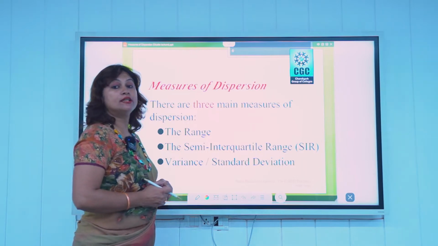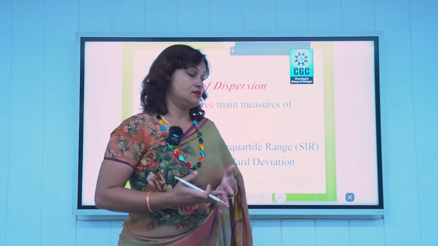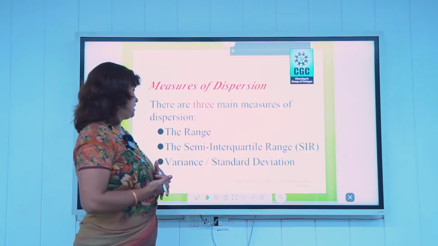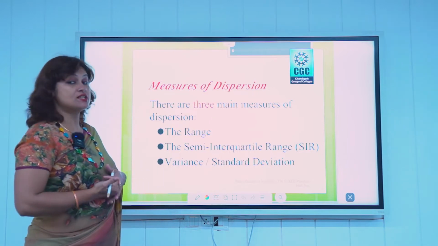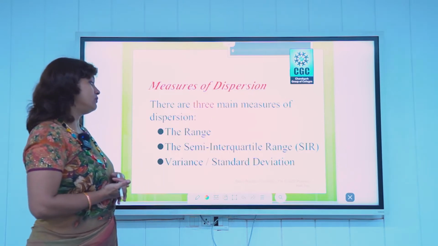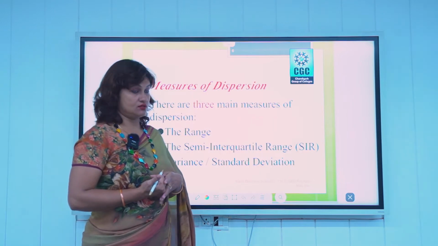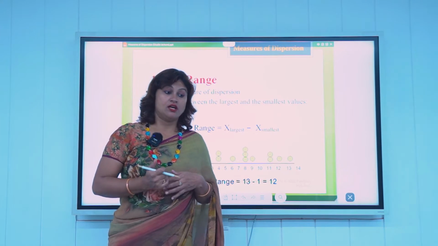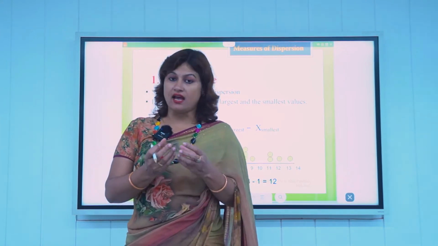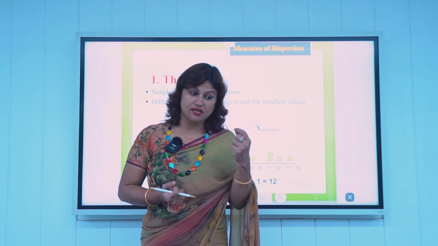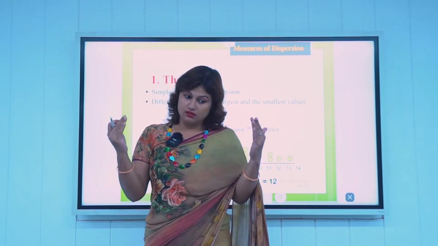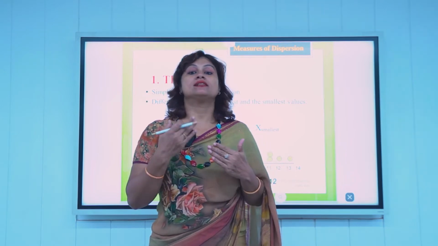Now, talking about the types of dispersion. Mainly, there are three types of the measure of dispersion. One is the range, second one is the semi-interquartile range, and third is variance or standard deviation. Range tells us, if we have the data set, just pick the smallest value and the largest value. The difference between the two is the range.